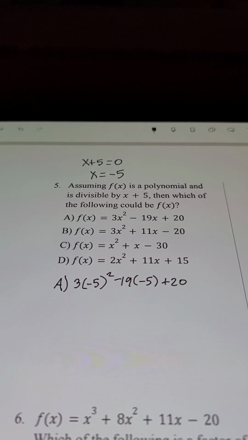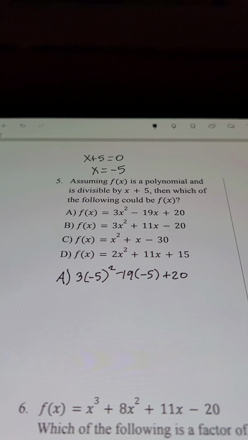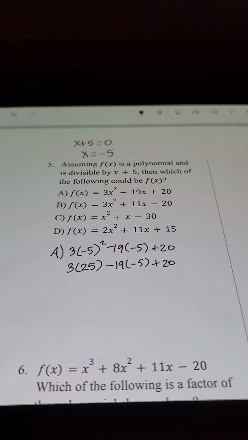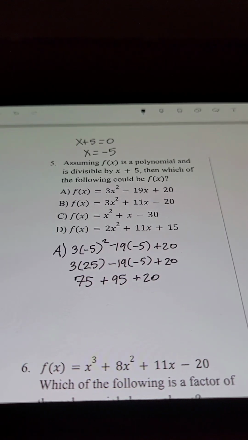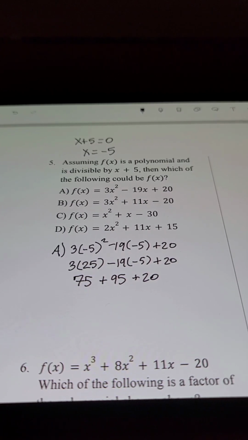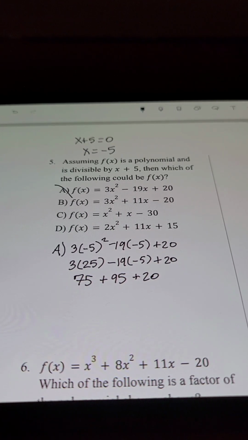So let's solve. Remember PEMDAS, I'm going to do my exponents first right now, and I get this. And now I'm going to do my multiplication, and now I just need to add this all together. Technically, I don't need to because I know just from seeing that it's not going to equal 0, but you can if you want to. So I'm going to just go ahead and go to B, because I know since this is not 0, that it's not going to be answer choice A.